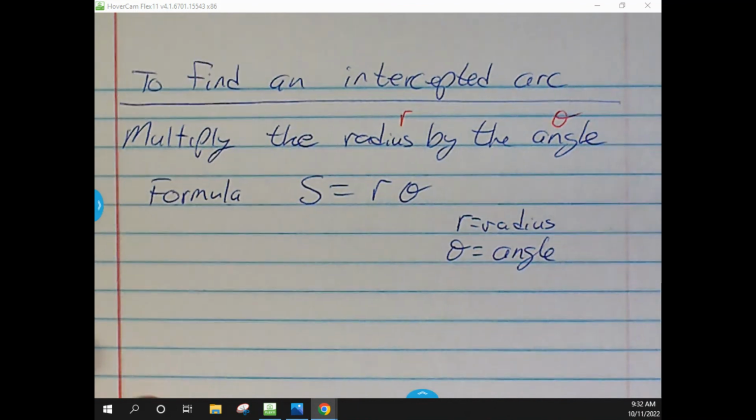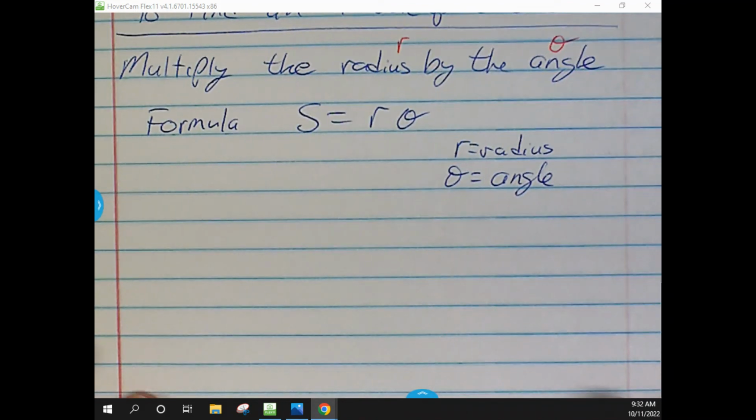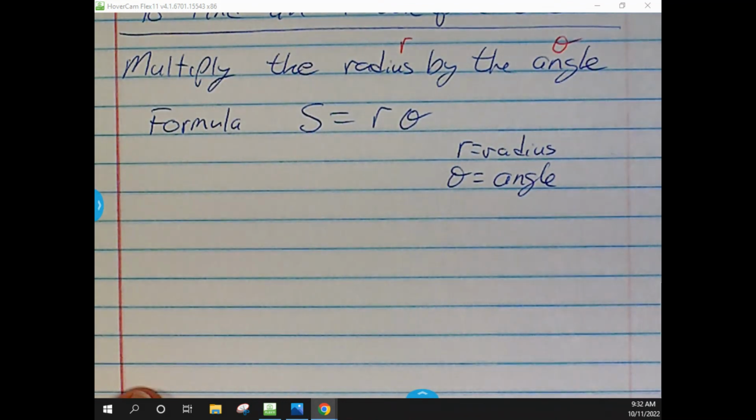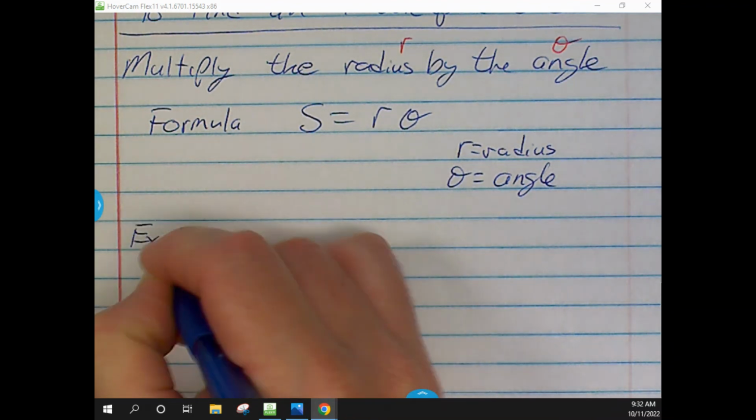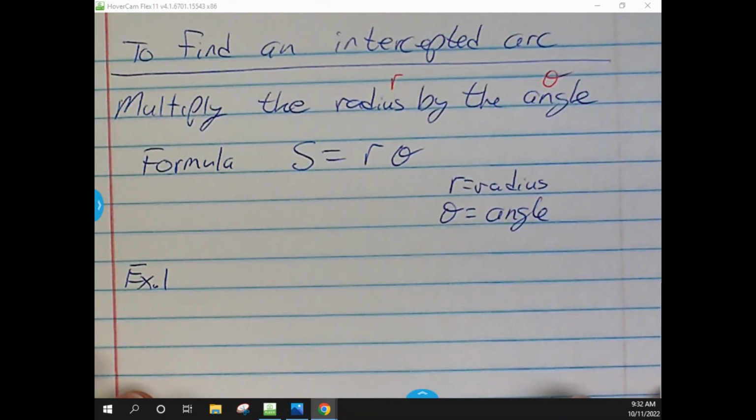All right, now these questions will be so easy, I almost hate to give them to you, but we're going to give you a couple just to make sure that you got it. Can you move the paper up a little bit? Mm-hmm.